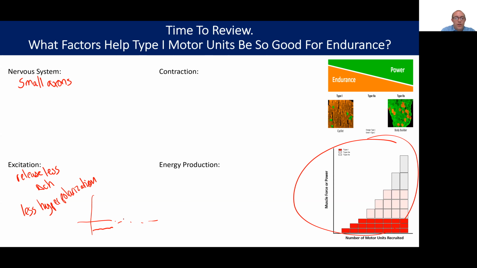So if this is your threshold that you need to get to have an action potential in the muscle, when the type 2 fibers get low ATP, they hyperpolarize, meaning they get further from threshold, which makes it harder to stimulate the muscle and generate an action potential and ultimately a twitch or contraction in the muscle. The type 1 fibers are more resilient to that.